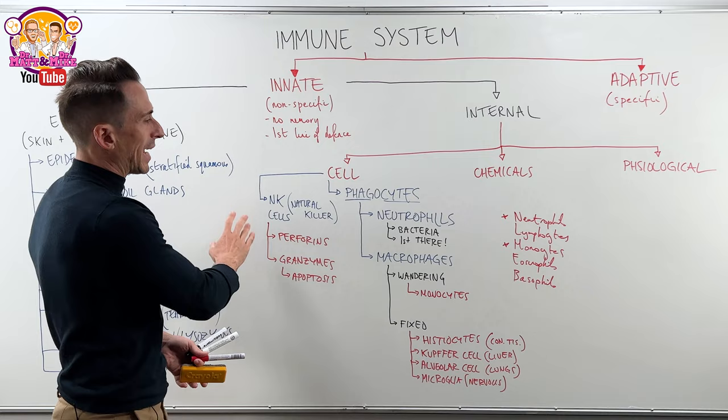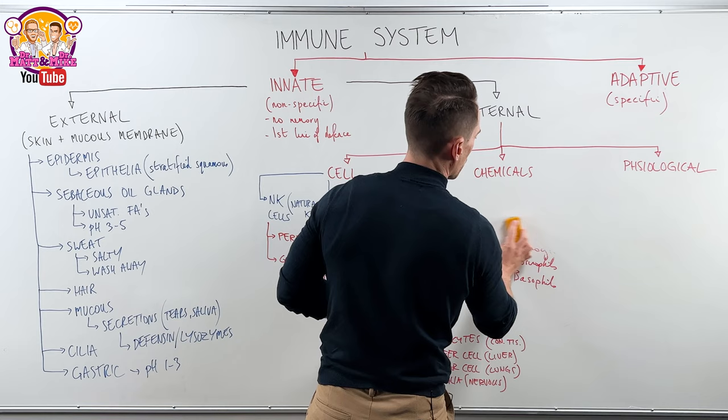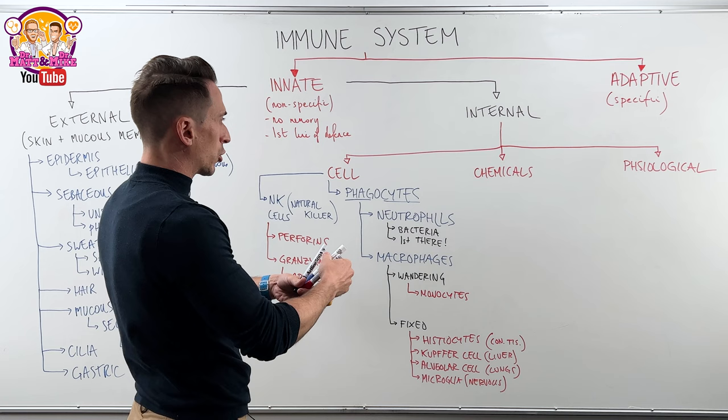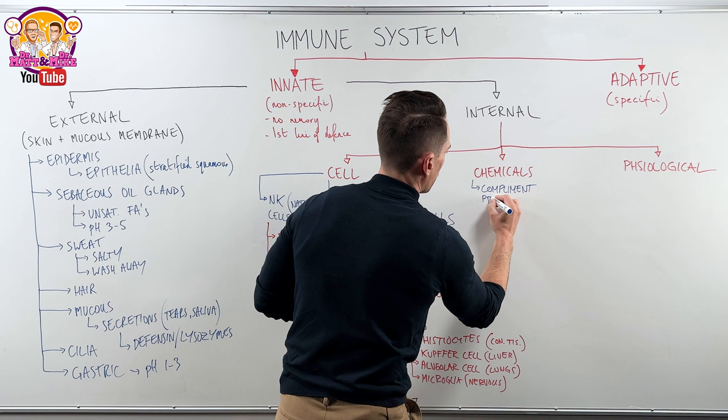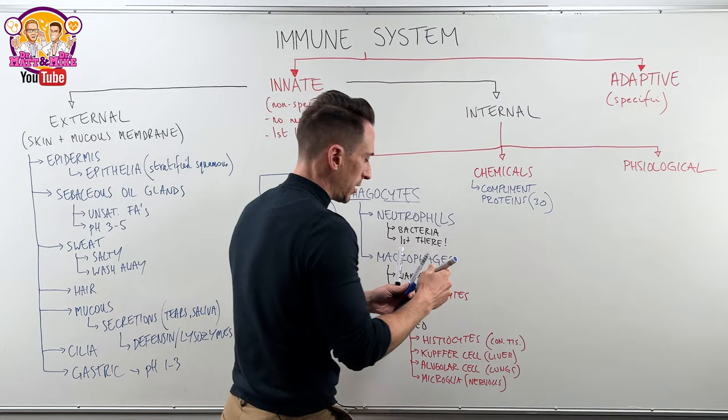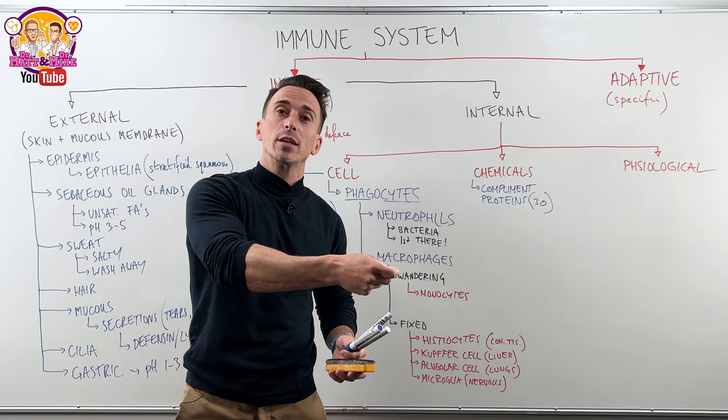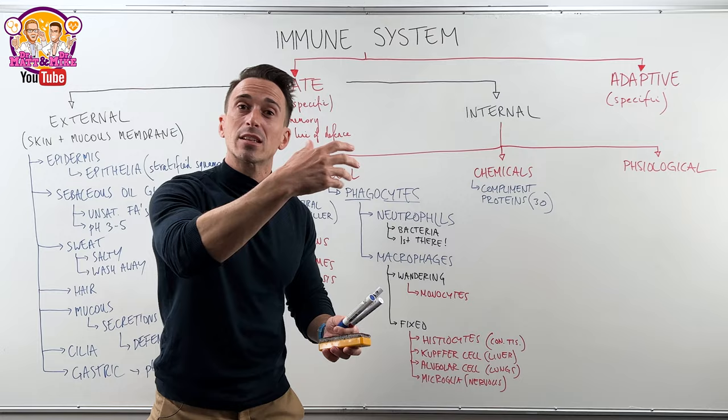So they're the cells. Now let's take a look at the chemicals inside of our body. The chemicals inside of our body can include our complement proteins. So we can release something called complement proteins. Now these complement proteins, there's around about 30 of them. And the way that it works is when one complement protein is released, it triggers the release and activation of the next protein, which triggers the release and activation of the next and the next and the next. And it's this cascading effect.